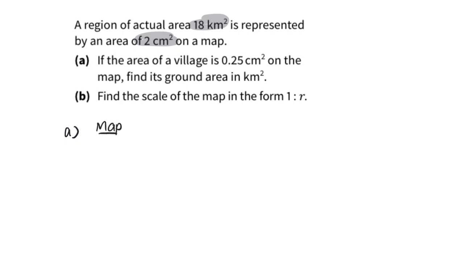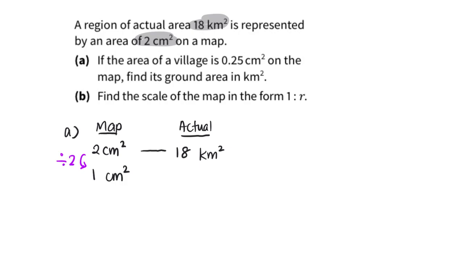Since we are given the map, 2 cm square is representing 18 kilometer square. Mr. Tan likes to do this first. I always try to find what is my 1 cm square. Divide by 2 and that will give me 9 kilometer square.